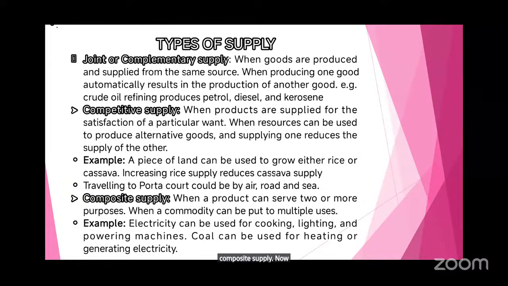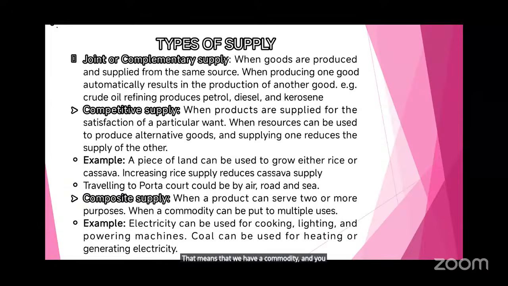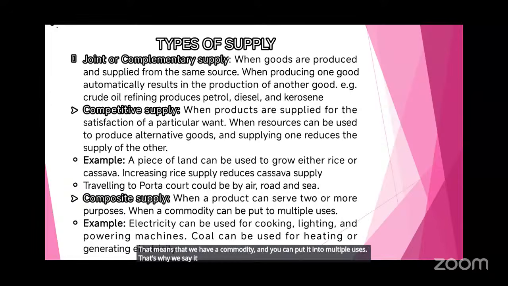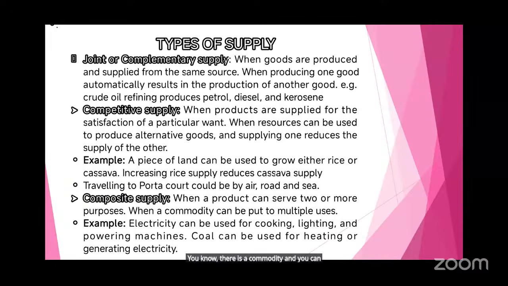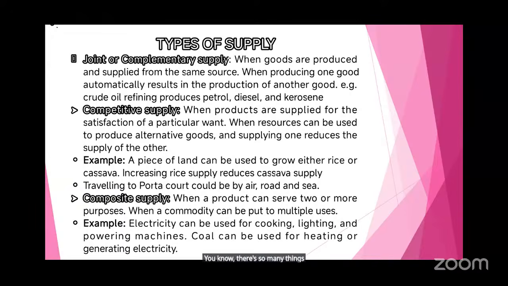Now, with composite supply, that means that when a product can serve two or more purposes, we have a commodity and you can put it into multiple uses. That's why we say it is composite. You can use it for a variety of things. I've given you an example here, which is electricity. You can use electricity for cooking, for lighting, for powering machines. There's so many things you can use electricity for.